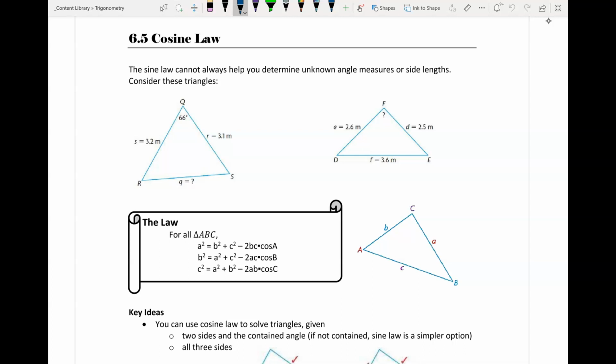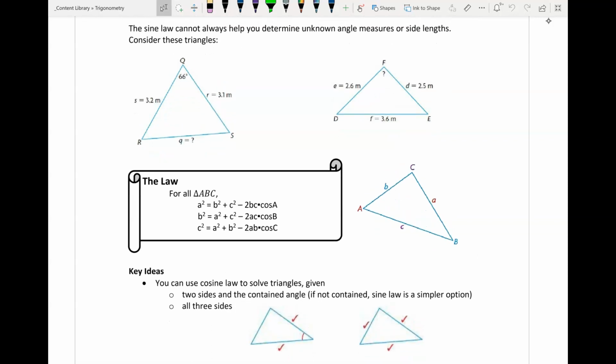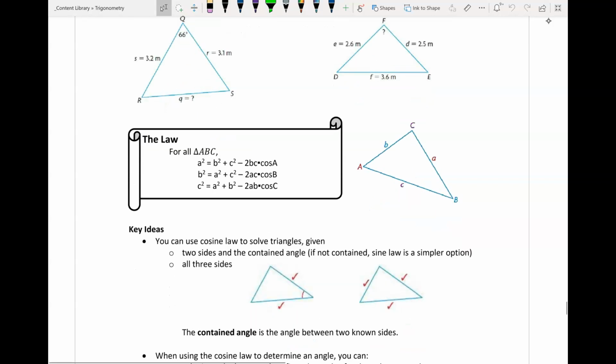Welcome to our next lesson, which is on the cosine law. The sine law doesn't always help you determine an unknown angle or an unknown side whenever you have a triangle that is not a right triangle. You're going to use the cosine law every time you have side angle side, which is indicated by this picture over here, or whenever you have side, side, side, like all three sides.